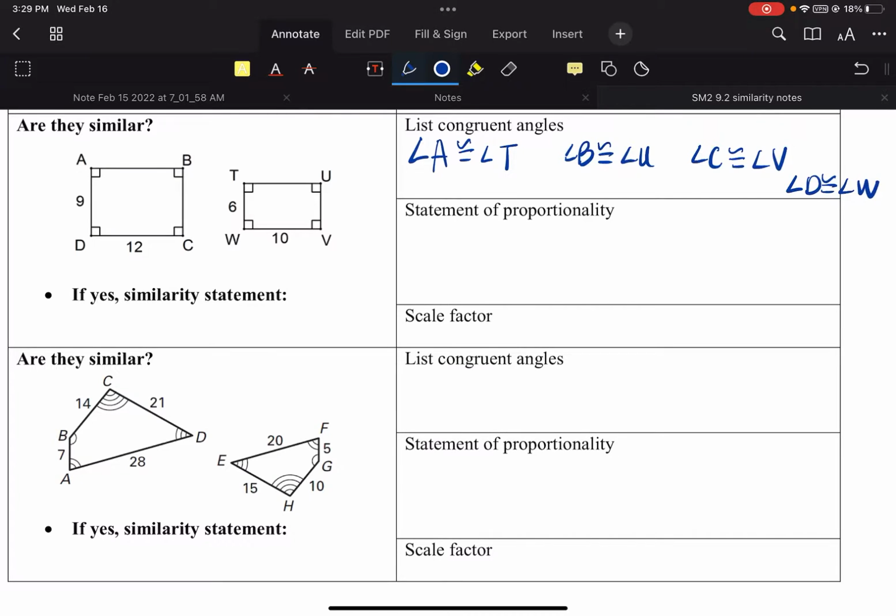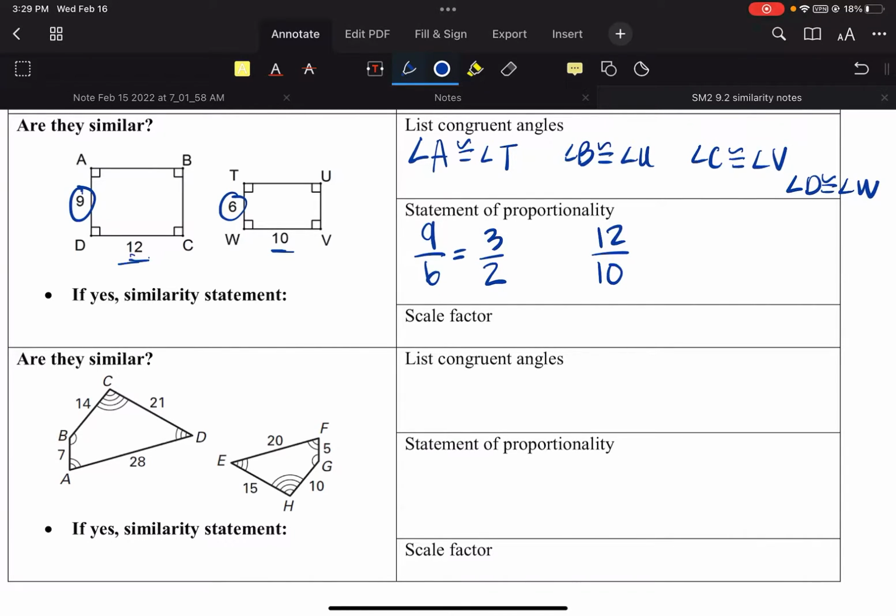So I'm going to go ahead and look at the shorter sides of my rectangle, the 9 and the 6. Those are going to pair up with each other. And then the 12 and the 10 are my other pair of corresponding sides. So I make a fraction out of both of them. And now I'm going to simplify both of the fractions. Because remember, my goal here is to figure out, are these two fractions equal to each other? If I simplify 9/6, I get 3/2.